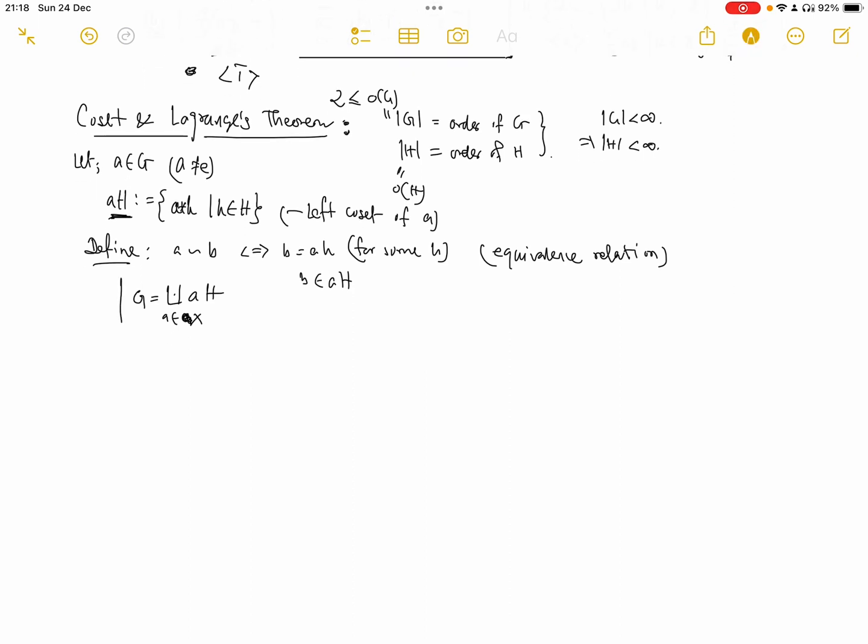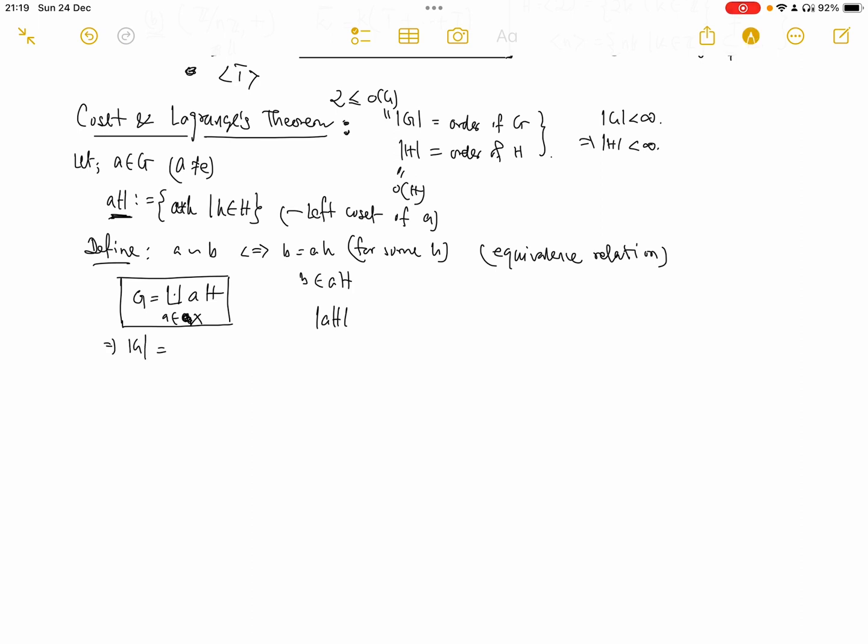So we get that G is the disjoint union of these aH, and each aH has the same number of elements, because what we are doing is just multiplying by a particular element from the left. So each aH will have the same order or cardinality. Remember, we're only talking about finite things, so every set is finite.